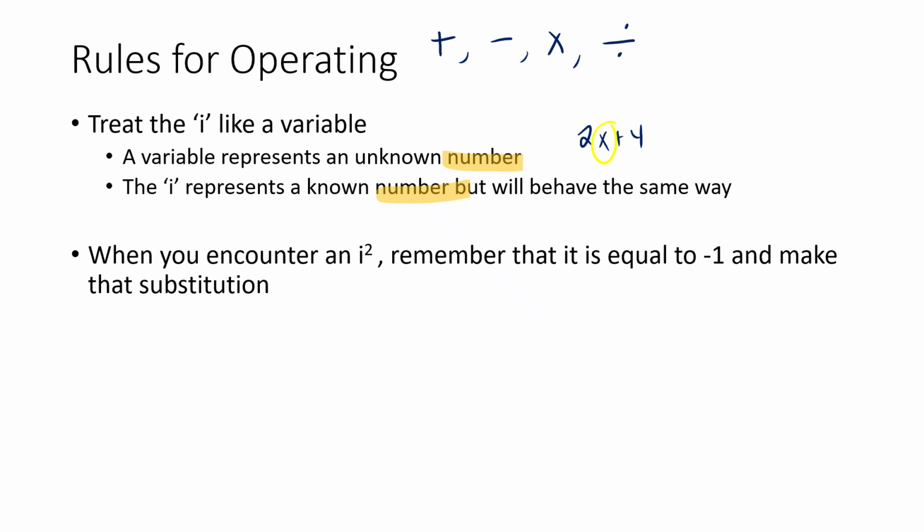But because again, i is a known number, when you encounter an i squared, you just have to remember, oh, that's right, i squared is equal to -1, and go ahead and make that substitution.